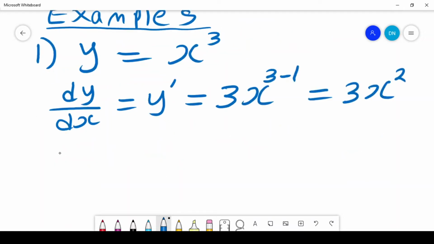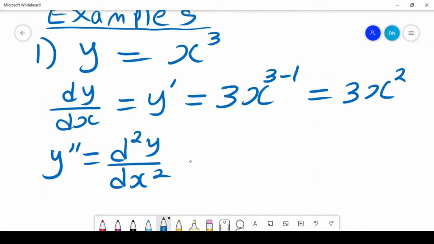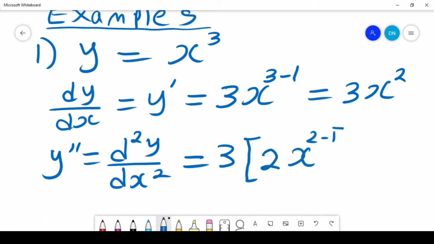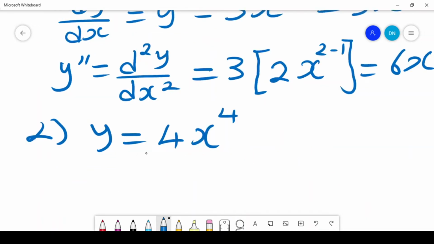Now I want to get the second derivative, which I can also put down as y double prime, or if you wish, you can write it as d squared y over dx squared. So I'm going to differentiate the solution I got in the first step. I put 2 down and I decrease the power of 2 by 1, and that gives me the answer as 6x.